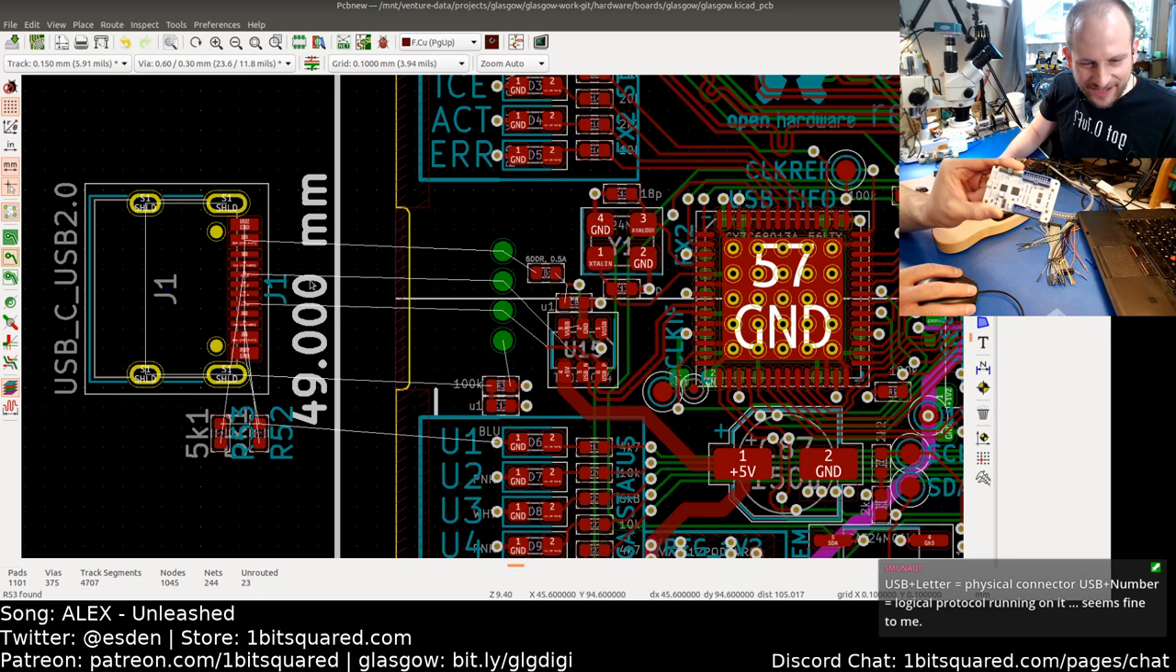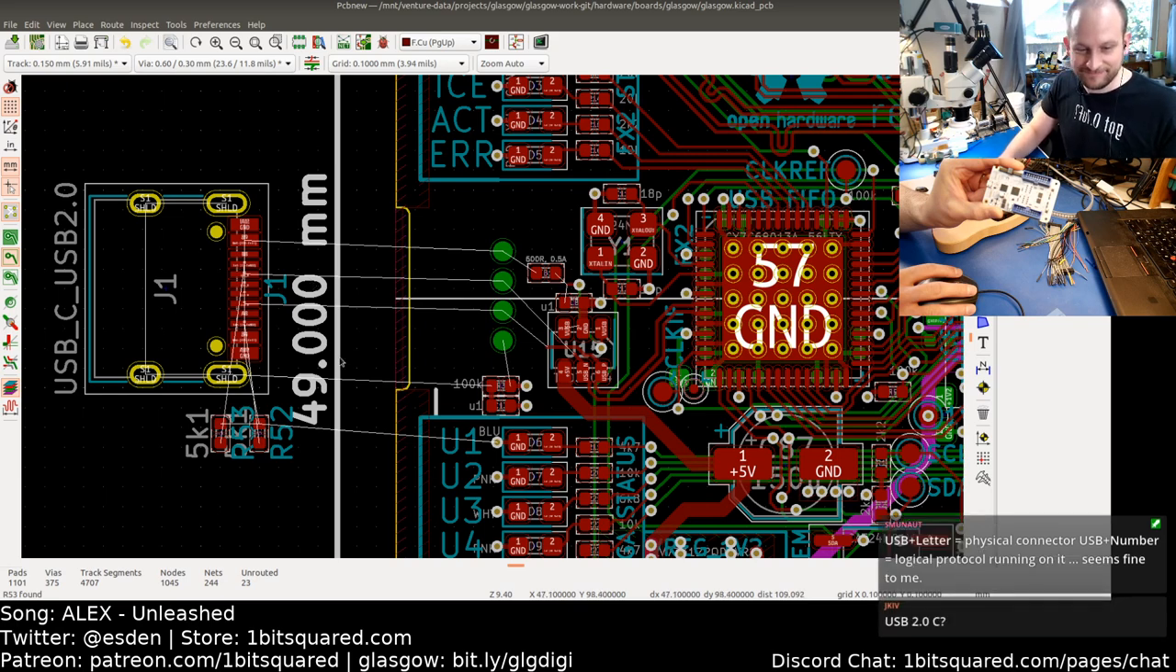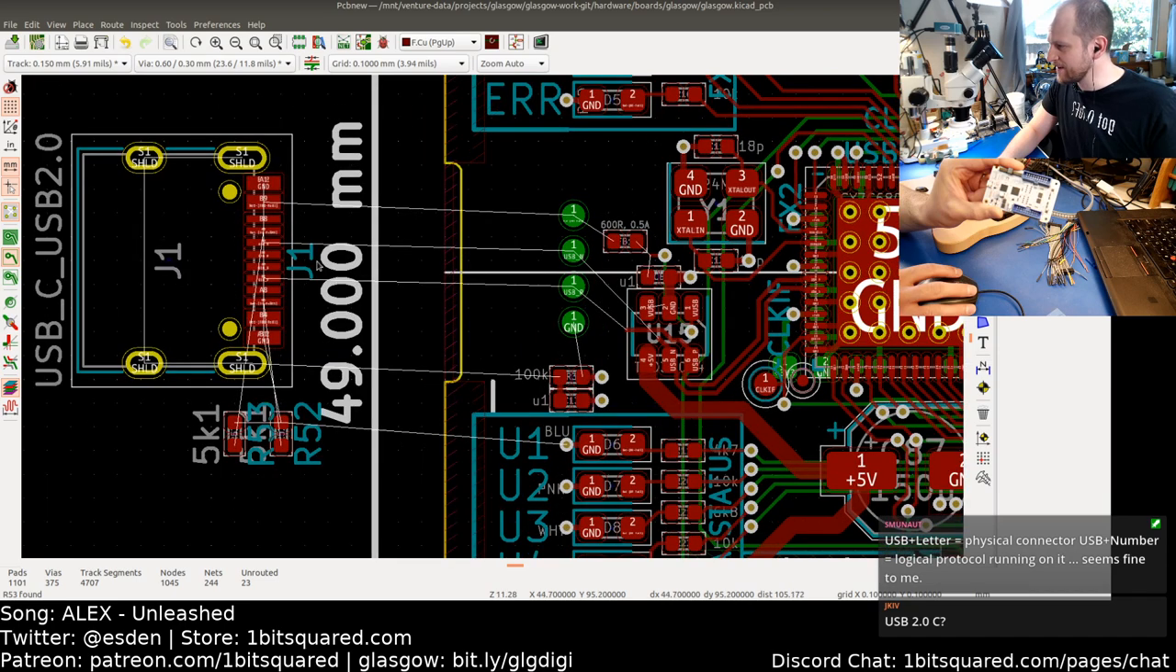USB plus letter equals physical connector, USB plus number. Yeah, but I have to say, this is the USB-C USB 2.0 connector. So USB-C 2.0, that would be the abbreviation, right? So USB-C 2.0 connector, let's call it that way. USB 2.0C, or that way. Yeah, I think that's the way to call this.